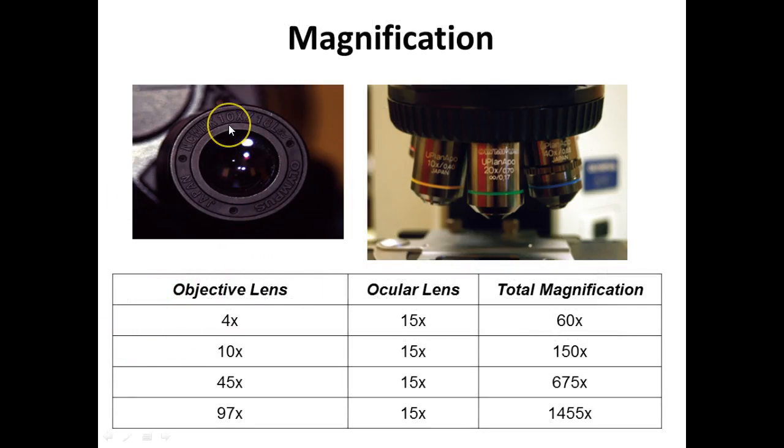So our oculars are all 10x. You'll see it stamped right on the lenses. And same thing with the objectives. The X is the times magnified. So all of them have their stamp on them.